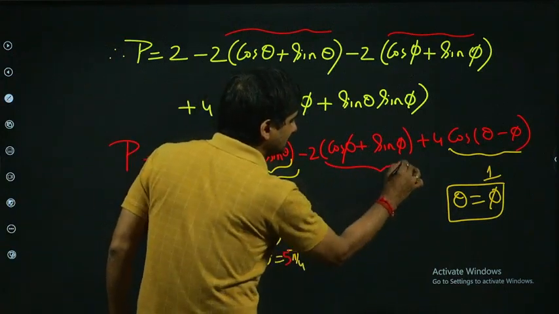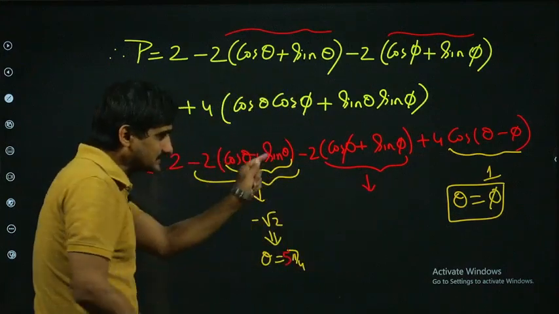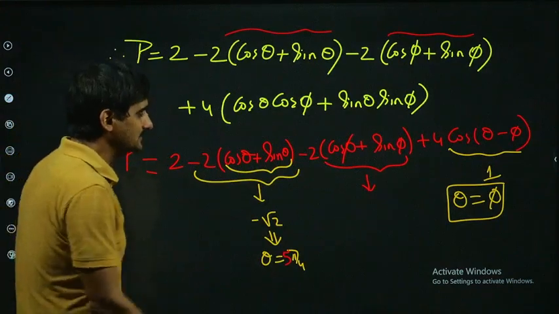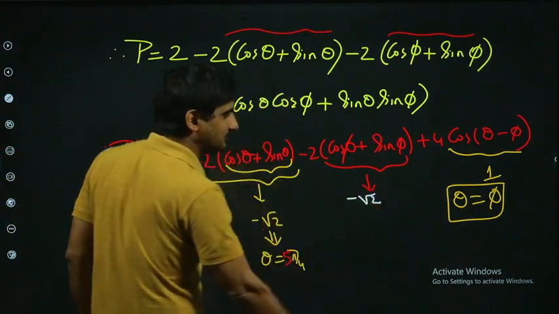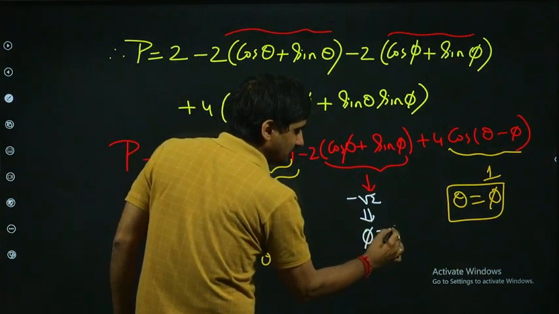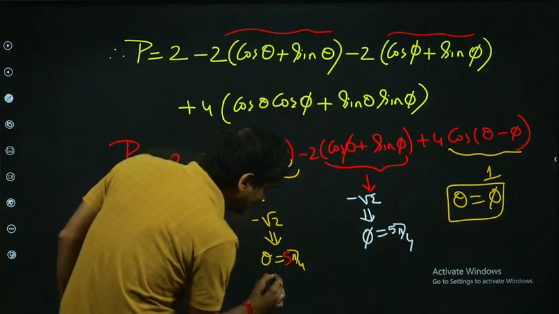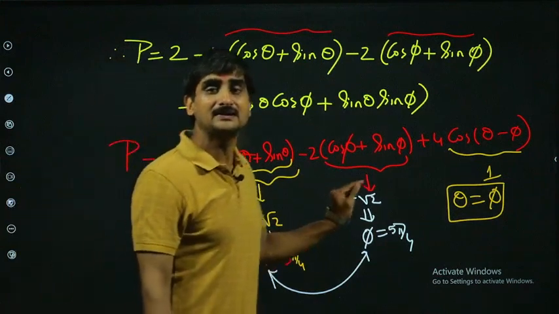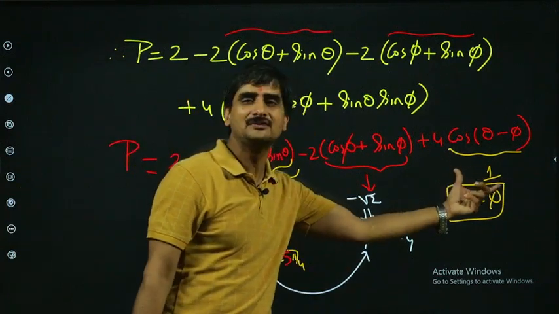Similarly, this will be maximum again because it's minus 2 times, so the entire term will be maximum when this is minus root 2. And when is that the case? Again, when phi is also 5 pi by 4. So theta is automatically equal to phi, which will automatically lead to its maximum value, which is 1.